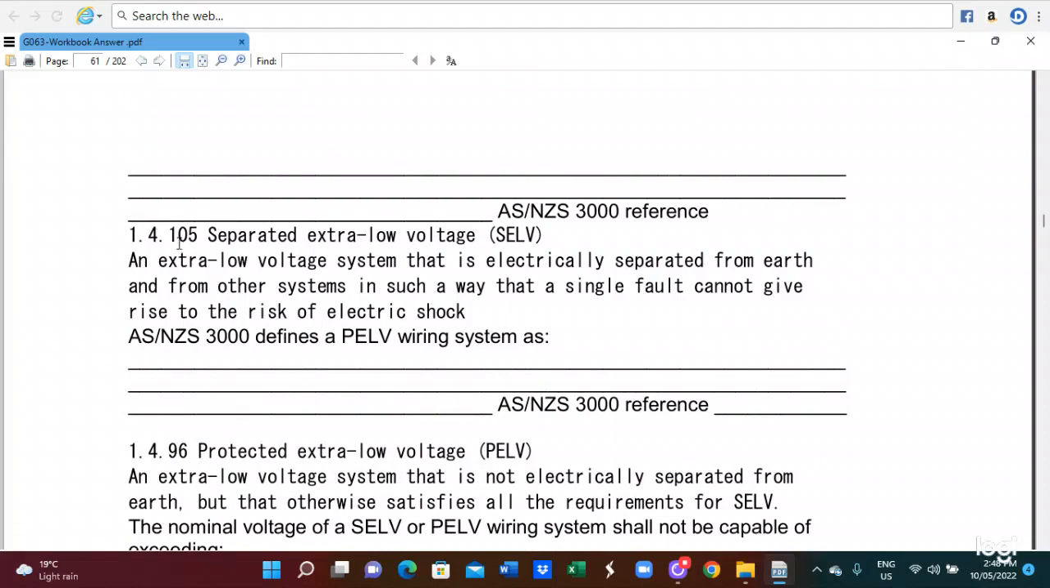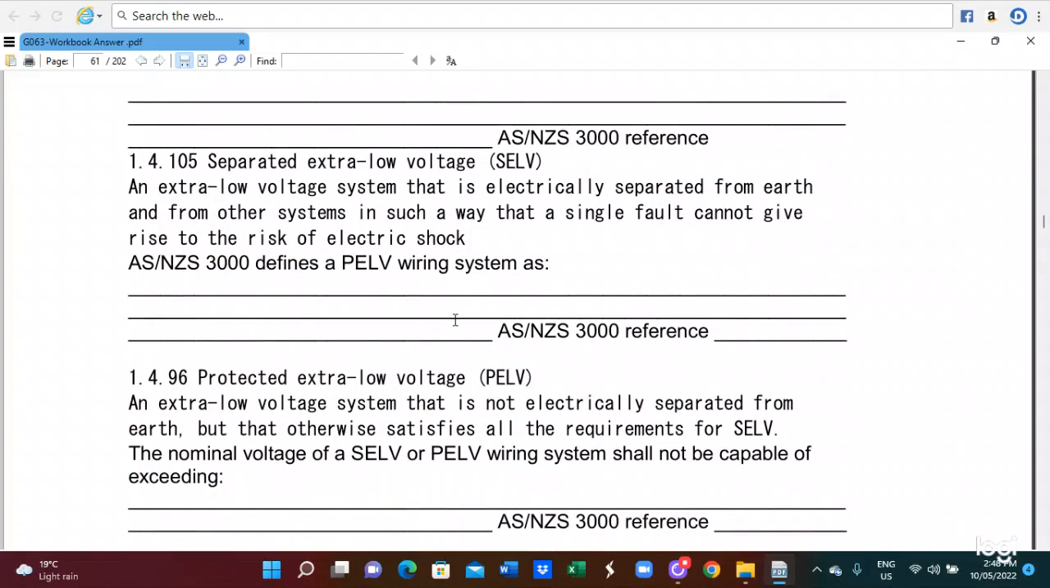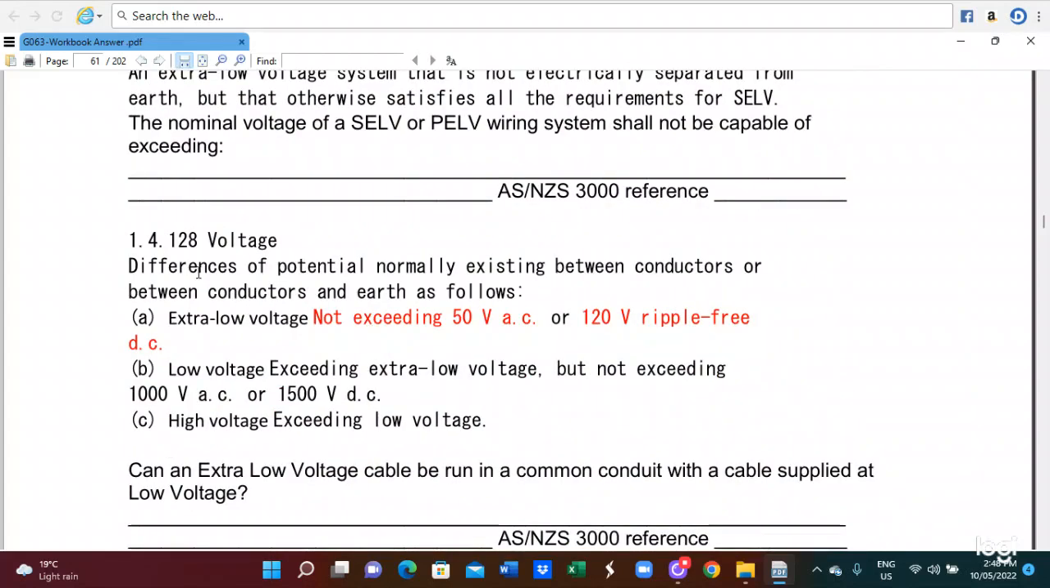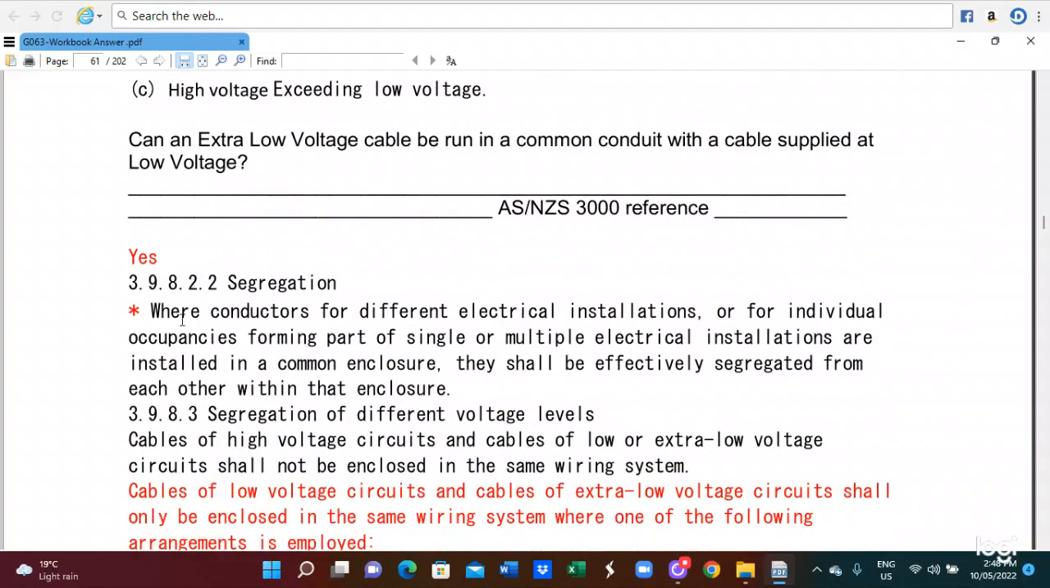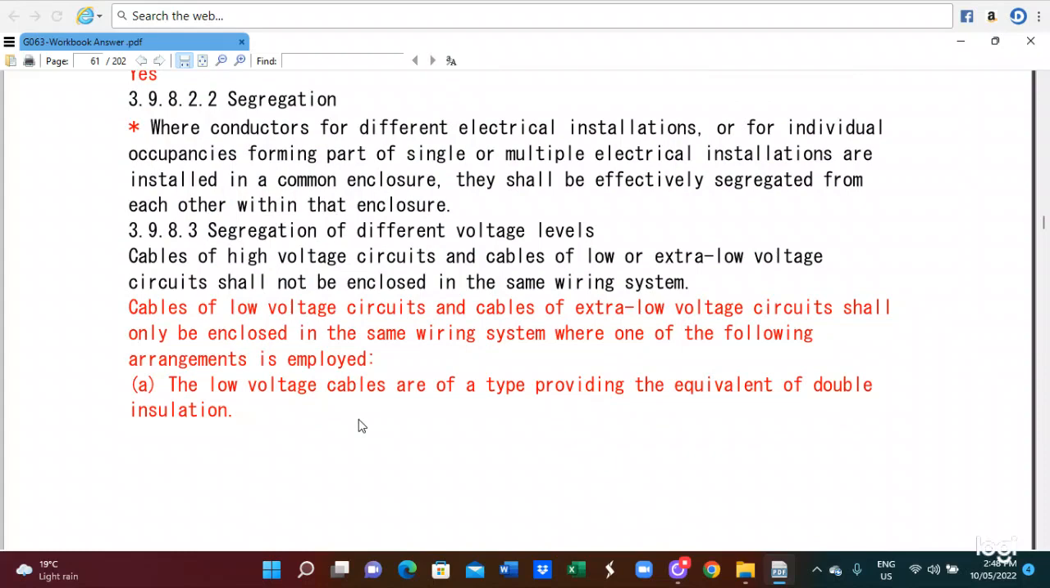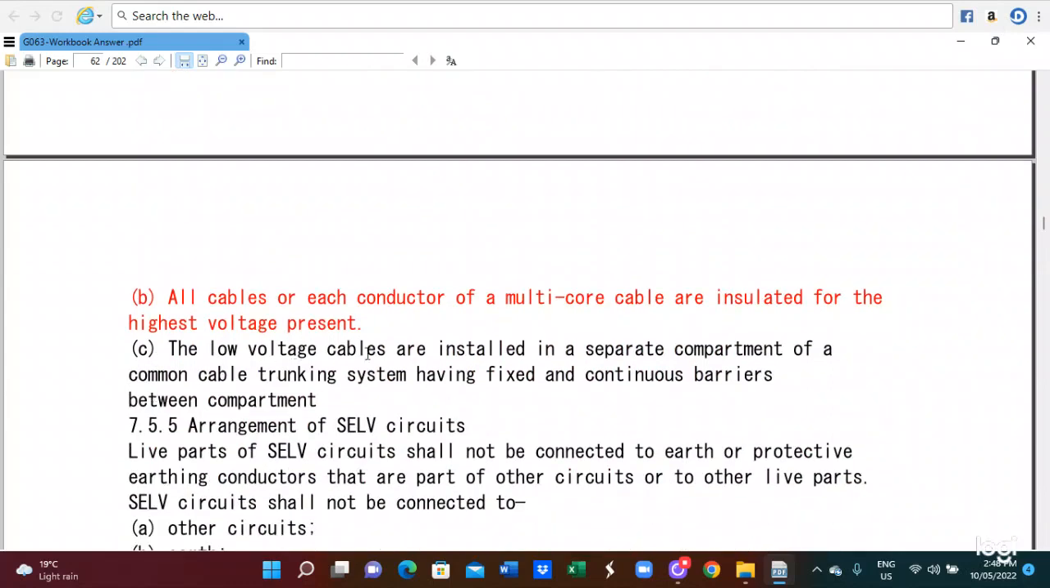This covers clause 1.4.105, extra low voltage, which you have to read through. Clause 1.4.96, protected extra low voltage. And you have to read clause 1.4.128, the voltage. And also 3.9.8.2.2, situation. In this case, the low voltage circuit and extra low voltage circuit shall only be enclosed in the same wiring system where one of the following arrangements is employed. The low voltage cables are of a type providing the equivalent of double insulation. All cables or conductors are insulated for the higher voltage present.